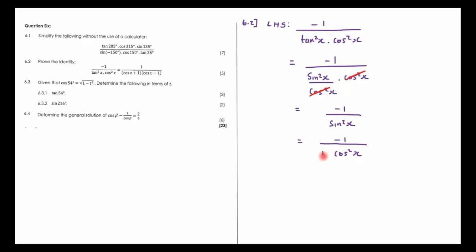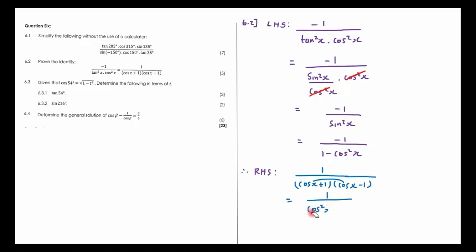Okay, so now I have 1 minus, and so now I'm going to take the right hand side. So taking the right hand side, I can see that I have 1 over cos x plus 1, cos x minus 1. Okay, so now here I can see that my denominator is a difference of two squares, in the sense that here I just need to multiply cos x times cos x, which will then give me cos squared x, and then positive times negative.